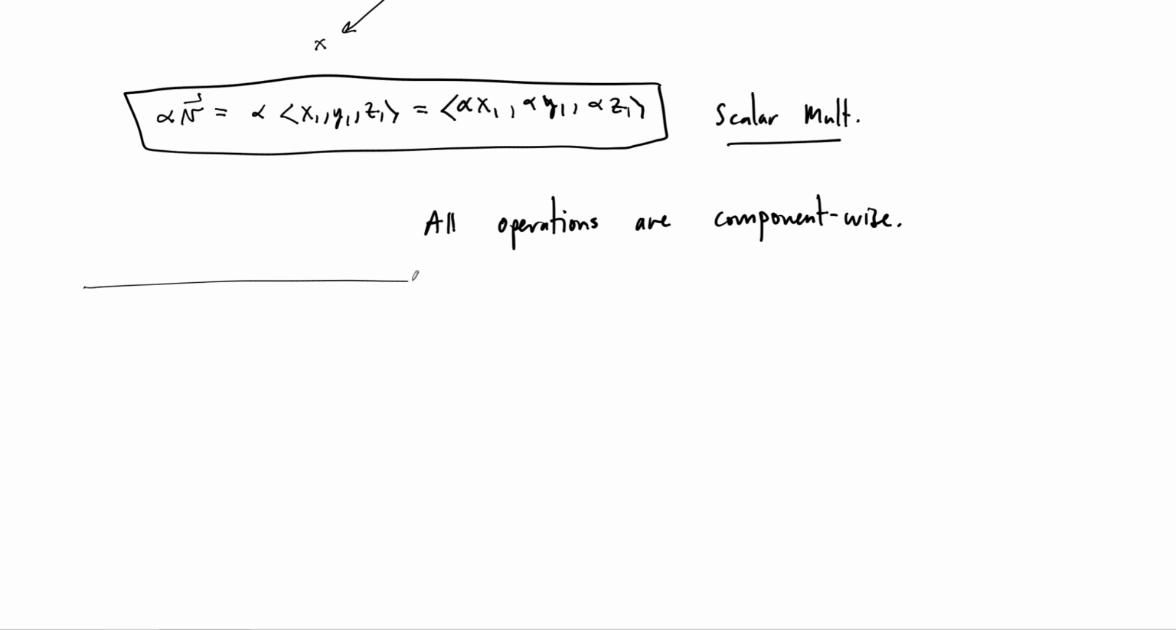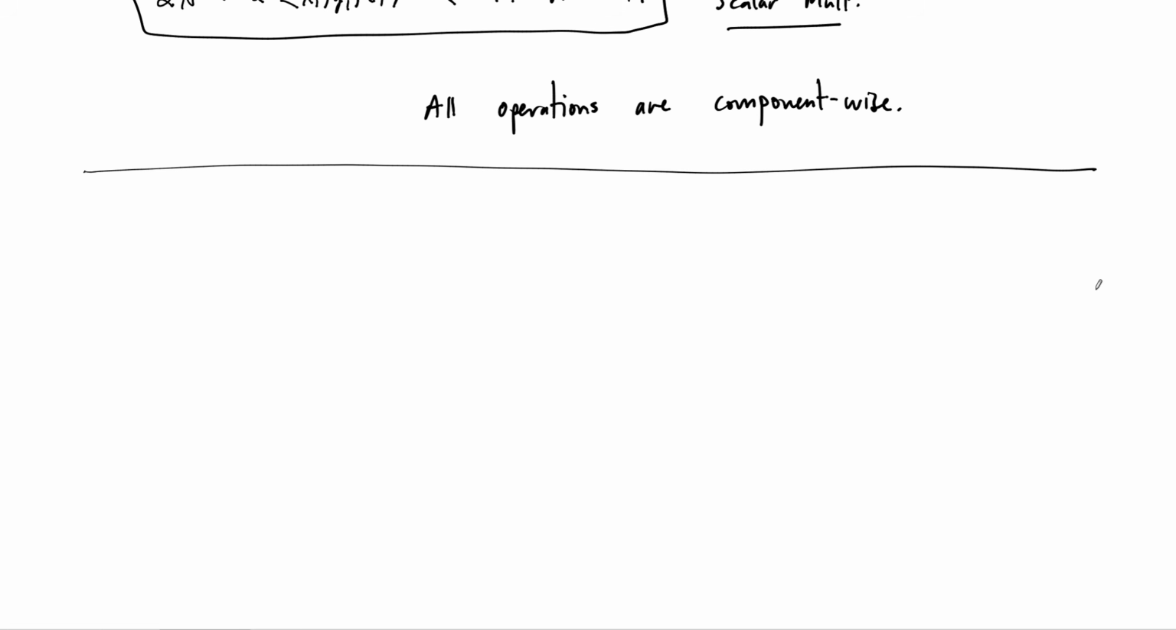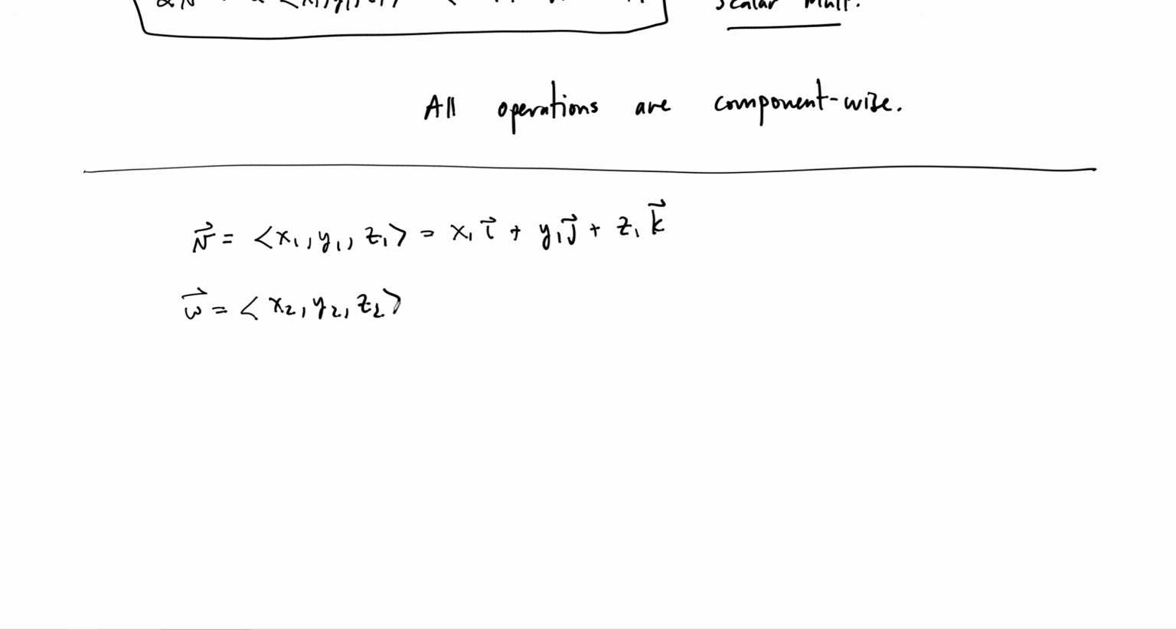I wanted to keep this video short because the last couple of videos have been a little longer than I would like. But let's suppose we have a vector v, and let's say its component form is x1, y1, z1. And let's remember that we can write this in ijk form as x1 i plus y1 j plus z1 k. And then let's suppose we have another vector w, which in component form is x2, y2, z2. It's got to be different, right? And this one in its ijk form will be x2 i plus y2 j plus z2 k.